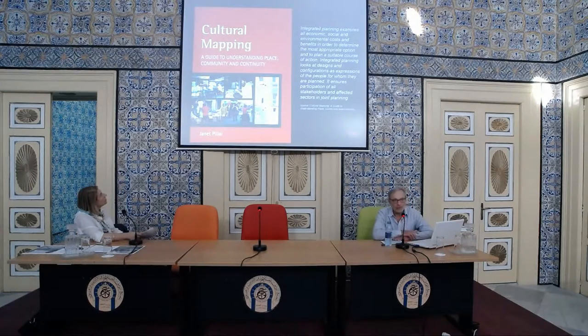So one tool for considering community value that is widely used throughout Asia is cultural mapping. There are various cultural mapping tools available. I think this is a particularly good one, written by a woman who lives in Malaysia. And again, she talks about the integration of planning and it needs to be integrated into all economic, social and environmental aspects of a city.